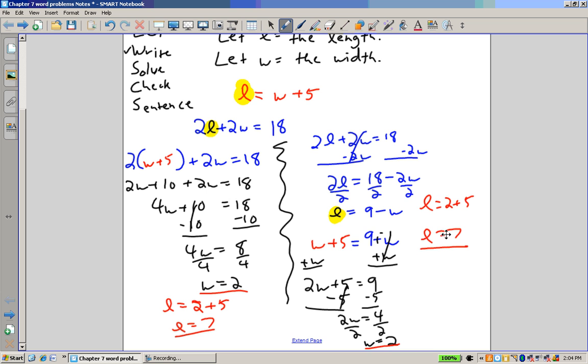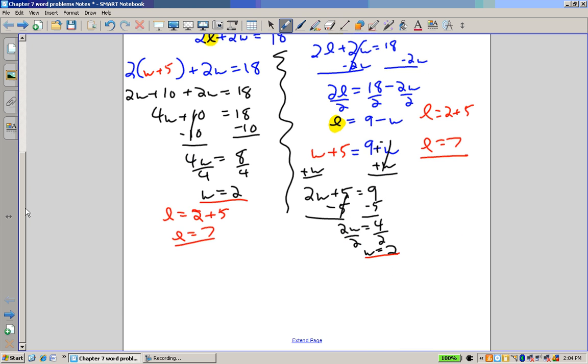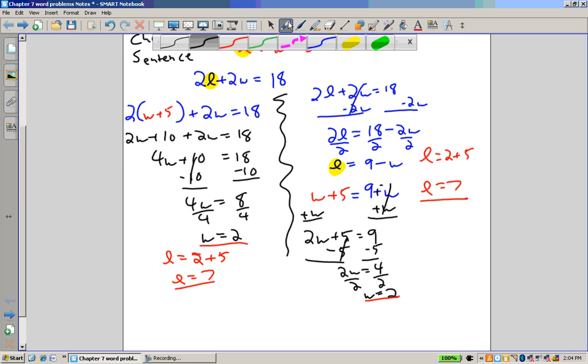However we've done that, whether you're just plugging in or if you're solving for L in both equations and sticking the two together, it will work either way. All right, so we have solved. Let, write, solve. Now we need to check into a sentence. So let's check this. In the red equation, let's make sure that this makes sense.